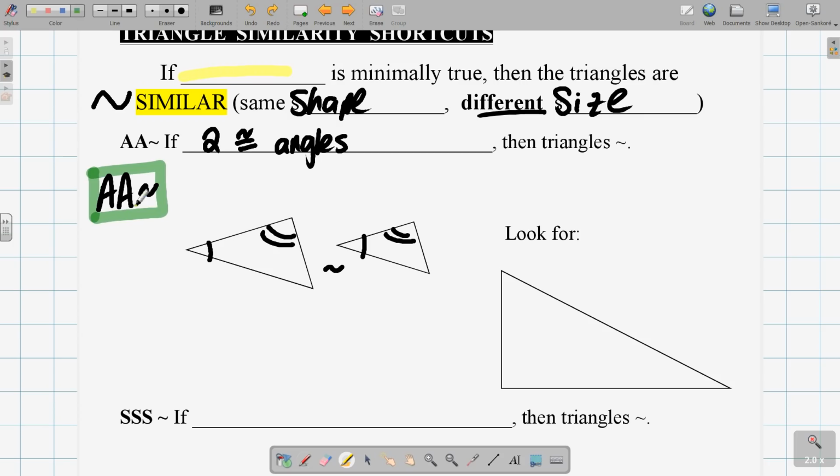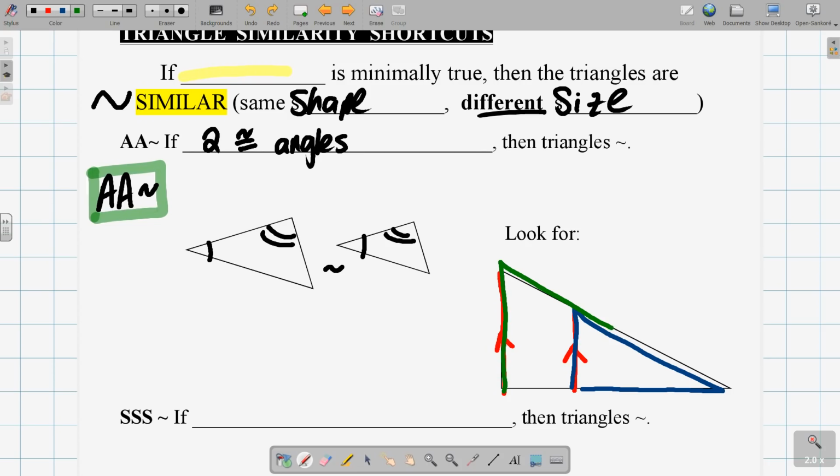Please note that little similarity sign. You must have that. Watch out for parallel lines in triangles. It's very common in this situation. Go ahead and draw those parallel lines now. You have one triangle.